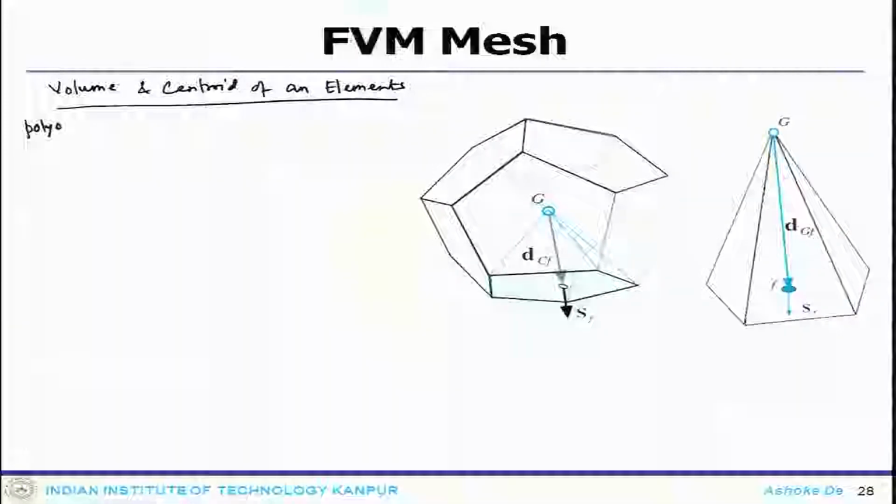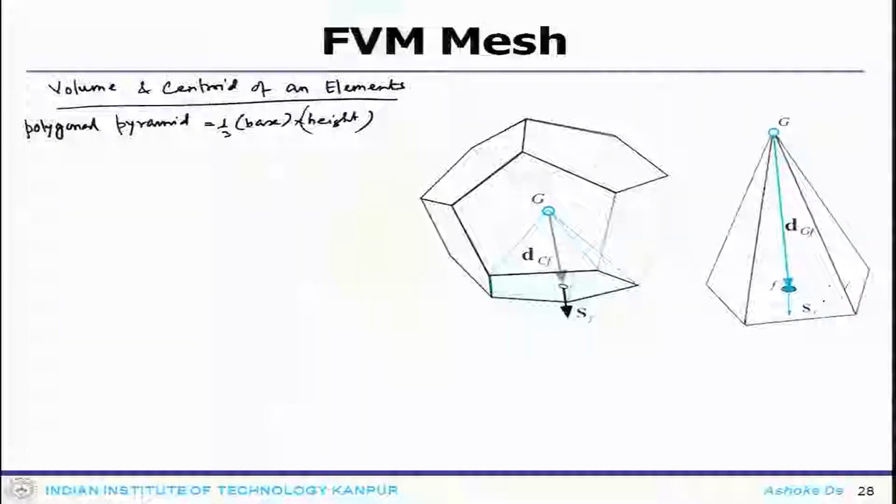For a polygonal pyramid, the volume is 1/3 base into height. This is how you calculate the volume. Now, the base is one of the surfaces of the element. So, essentially if you look at this pyramid, the base element is one of the surfaces of that particular pyramid or the pyramidal element.